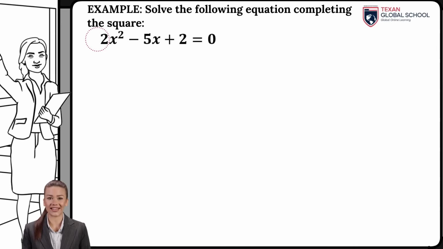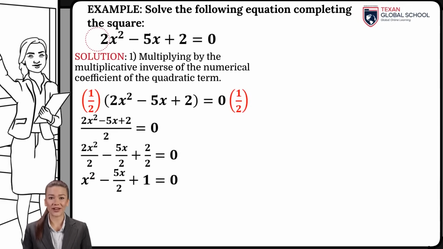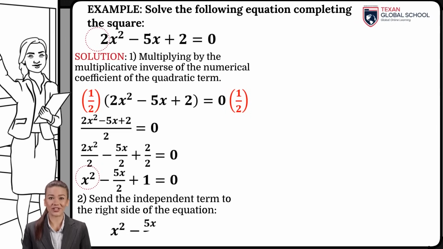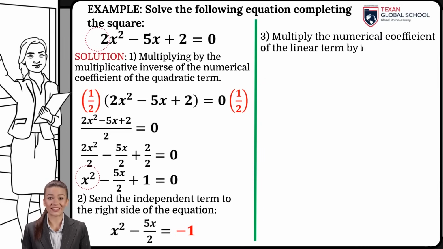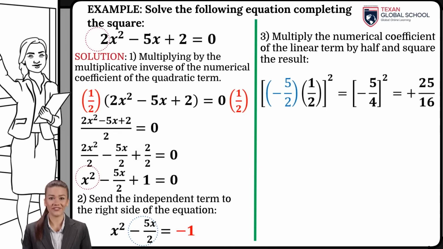Since it is already set equal to 0, we will now multiply both sides of the equation by the multiplicative inverse of the numerical coefficient of the quadratic term, to make it 1. Now, we will send the independent term to the right side of the equation using properties of equalities. We then multiply the numerical coefficient of the linear term, -5/2, by 1/2 and square the result. The value obtained is added to both sides of the equation so as not to alter it.